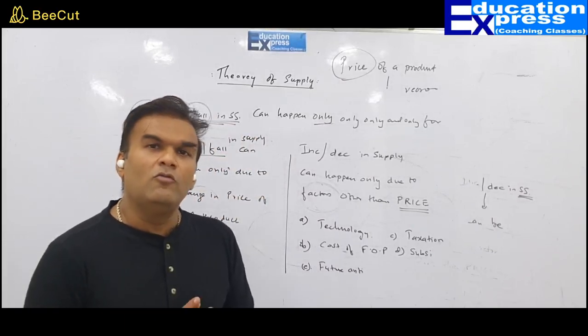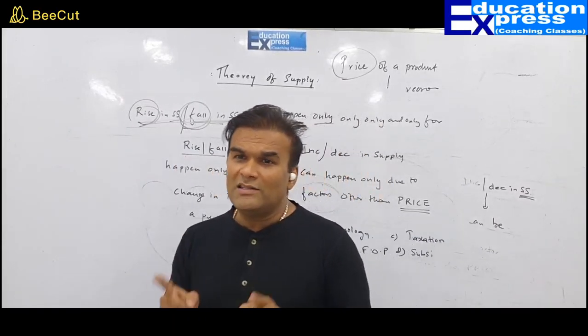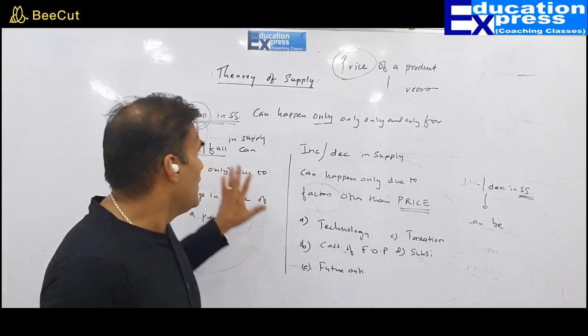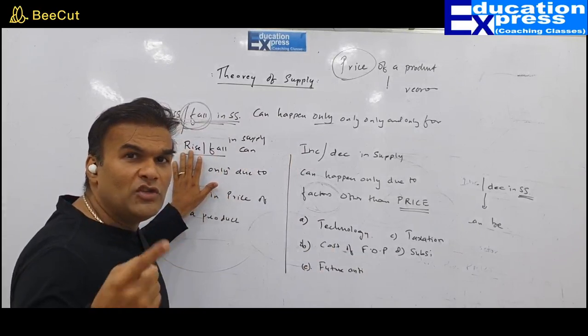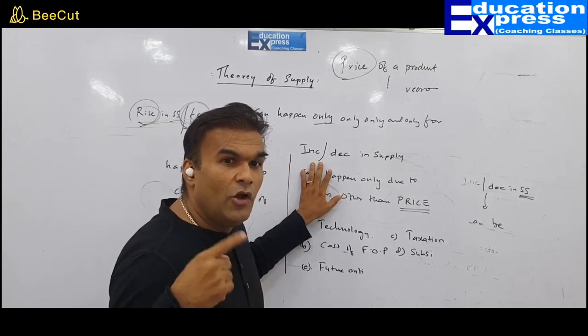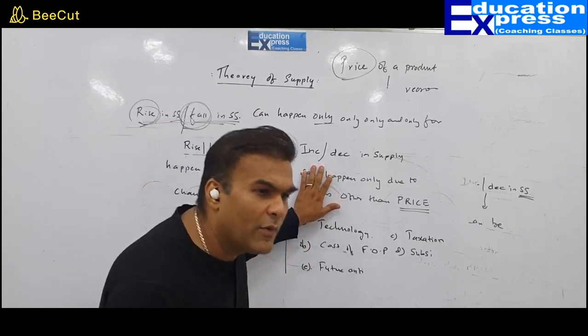So my dear friend, you must understand the bottom line is very simple. Rise and fall in supply is not equal to increase or decrease in supply. Rise or fall can happen only due to a change in the price of the product. Increase or decrease can happen due to a change in all the other factors other than price.